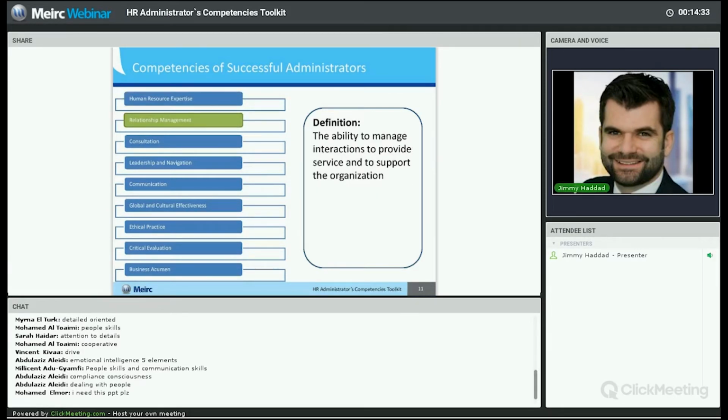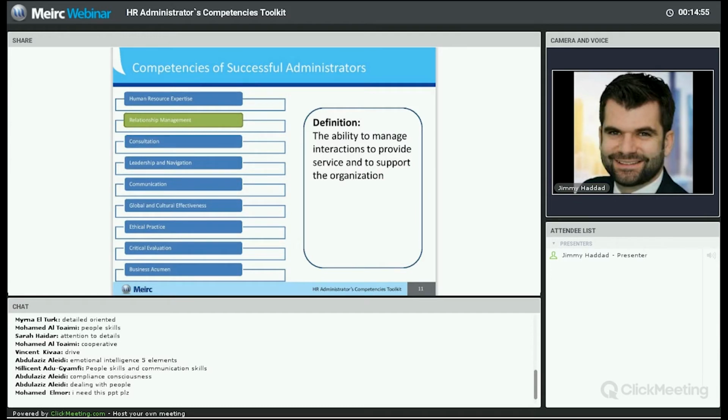Another of the competencies is relationship management. In relationship management, it is defined as the ability to manage interactions, to provide service, and to support the organization. Managing interactions, to provide service to internal employees and support the entire organization.